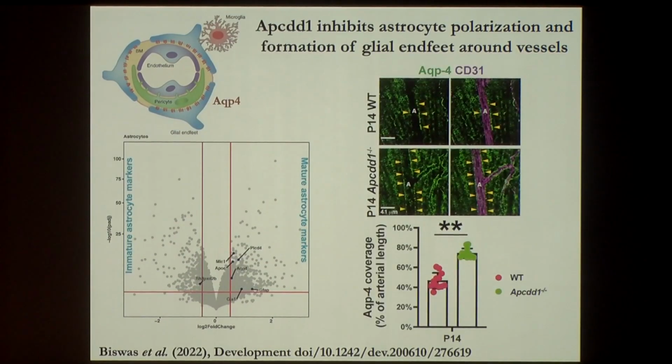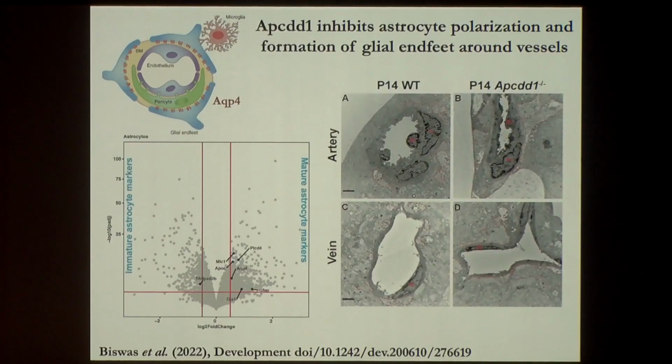Particularly one of these proteins, aquaporin 4, was highly expressed, and we confirmed that here when you look at the immunofluorescence for aquaporin 4: it's higher in the vasculature. It's also expressed by the microglia. Furthermore, Rishi confirmed this by transmission electron microscopy, where you can see that in the APCD1 mutant there is a higher astrocyte end-feet coverage of the vasculature compared to the wild type.